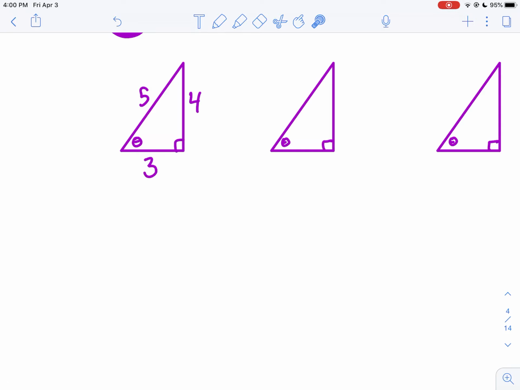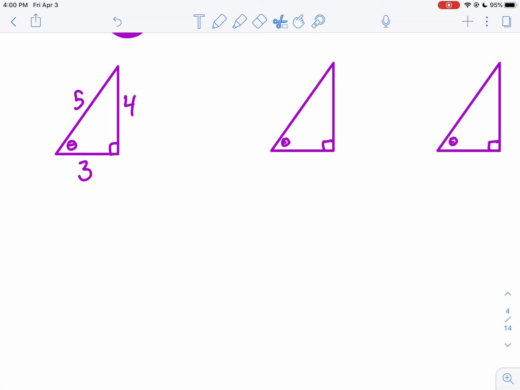So let's just say we have a 3, 4, 5 triangle. If we were to look at, say, the tangent of this angle, hopefully you're seeing opposite over adjacent. That would give you 4/3.